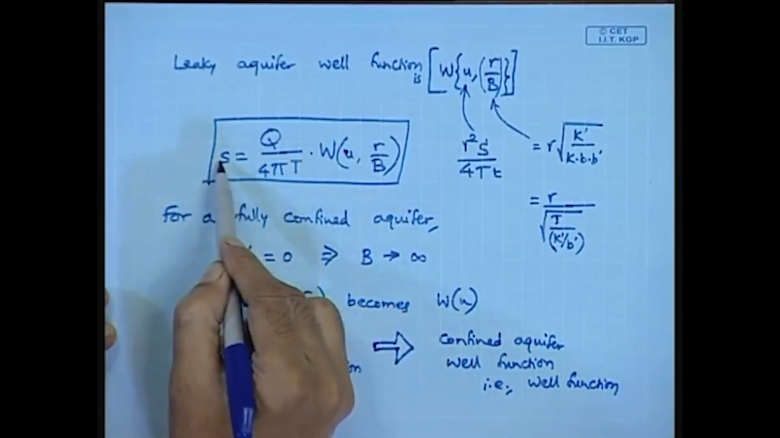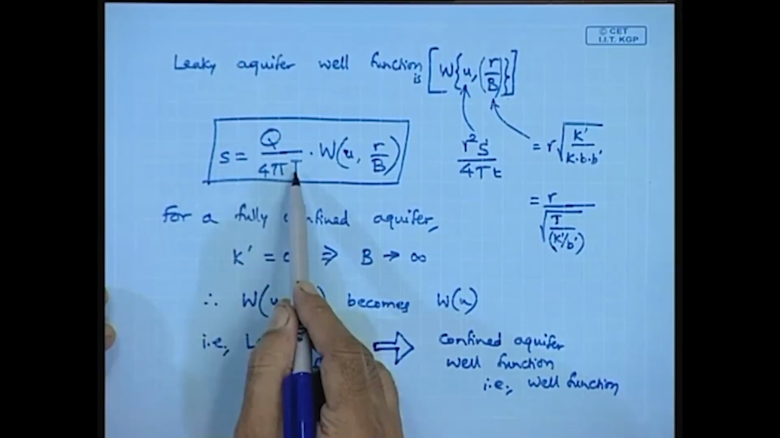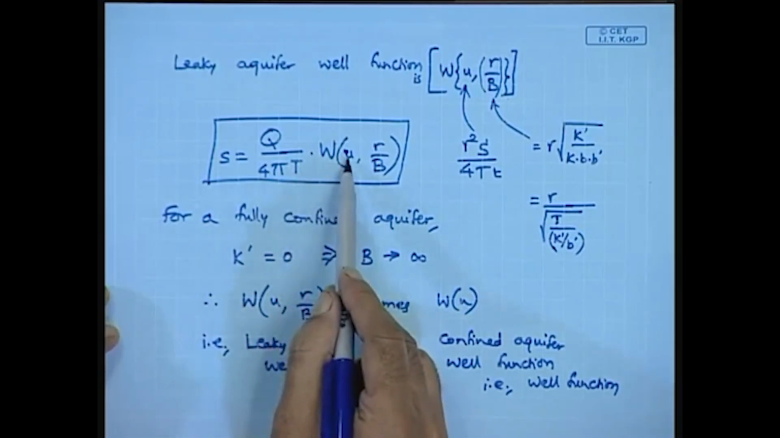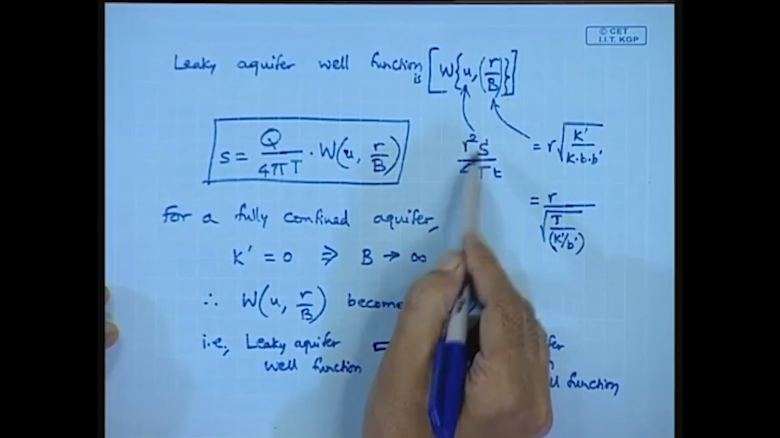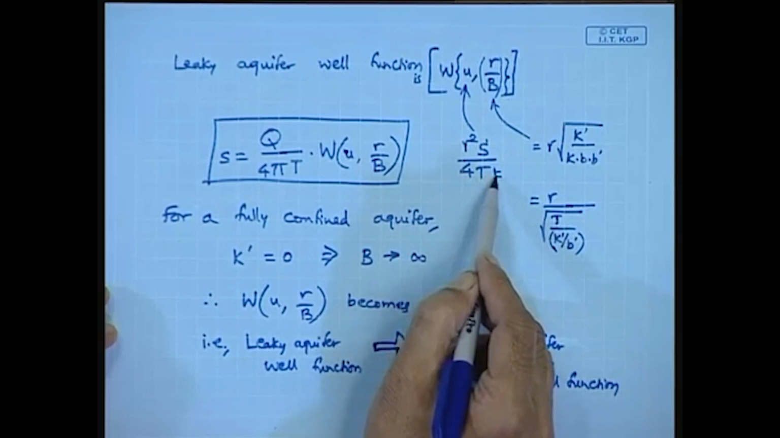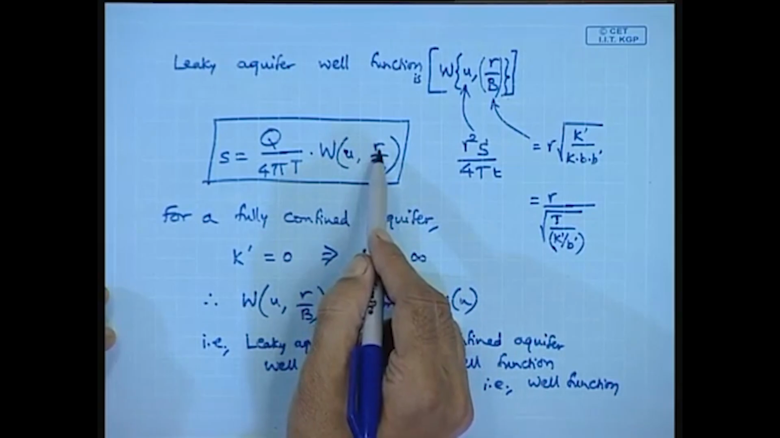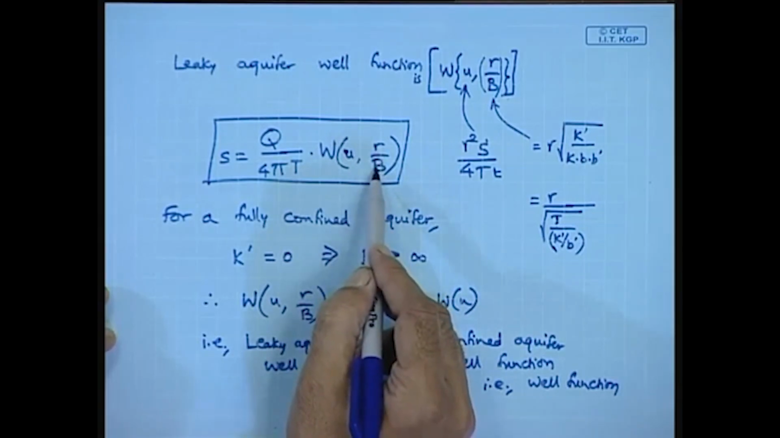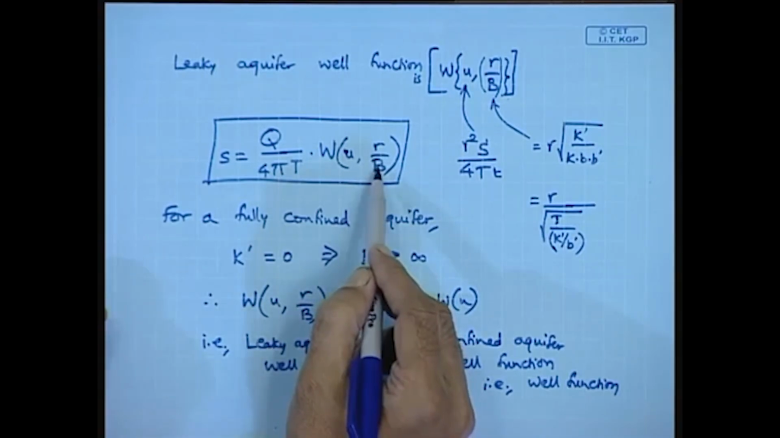So this relationship gives the drawdown in terms of the pumping discharge as well as the transmissivity of the leaky aquifer and U, the well function parameter, which is R square into storativity divided by 4 times transmissivity into the time since pumping, comma R by B, where R is the radius of the well and B is the equivalent thickness of the leaky aquifer as well as the top aquitard.